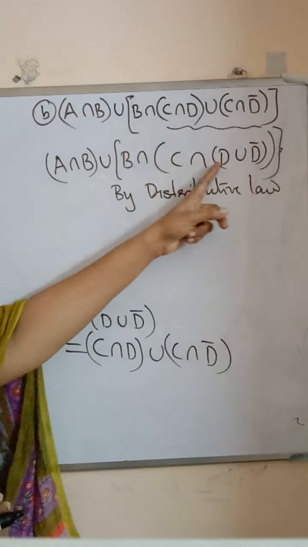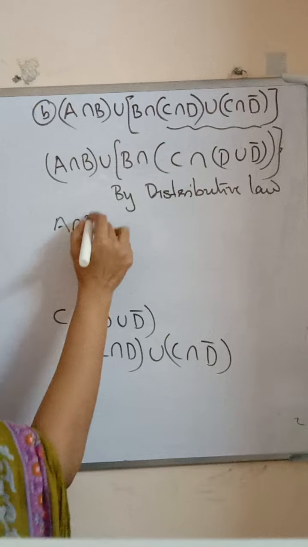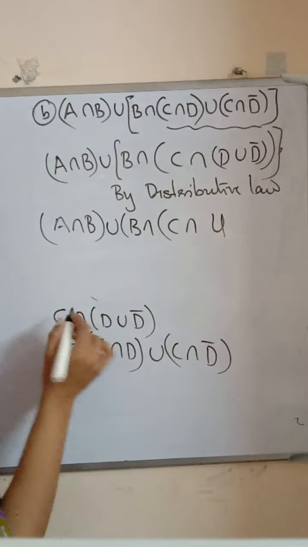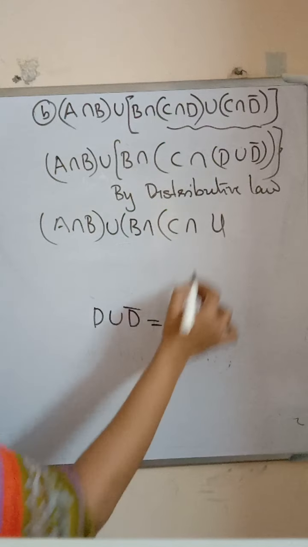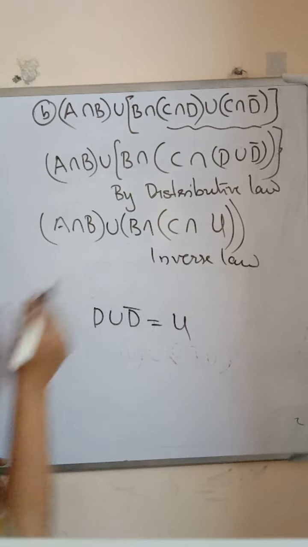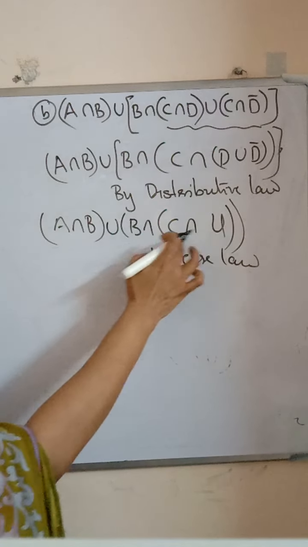Here, D union D complement. We know that D union D complement is the universal set. Here we use the distributive law. Next, inverse law: A intersection B union B intersection C intersection U. We know that D union D complement is equal to the universal set. Using the inverse law, we get this step. Then using the identity law, C intersection U is C.